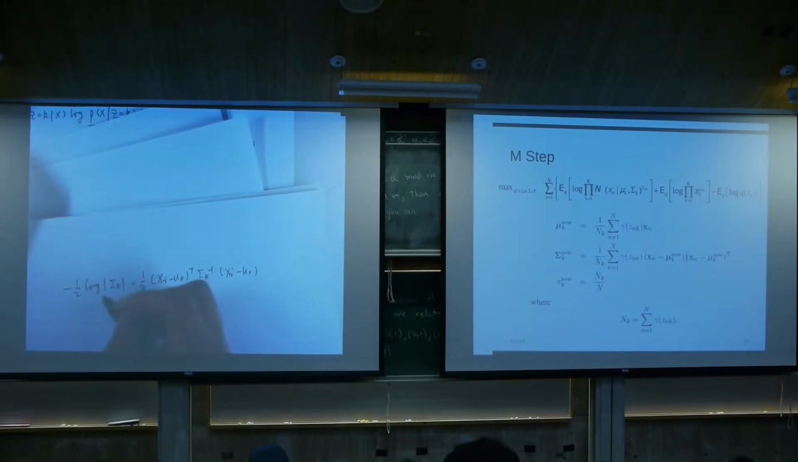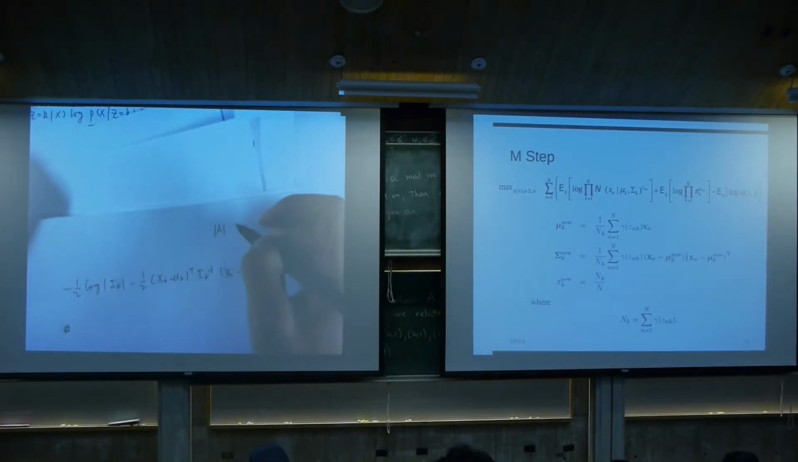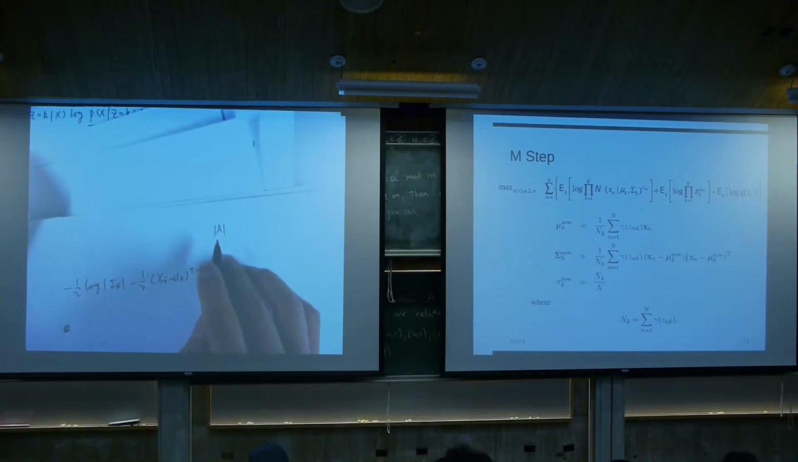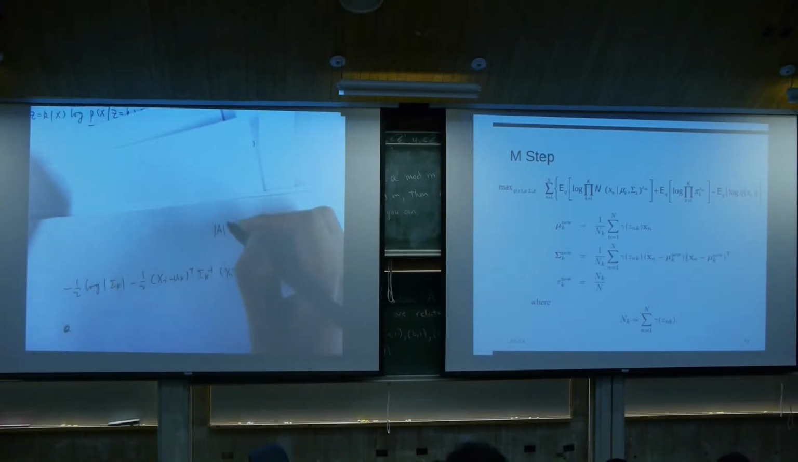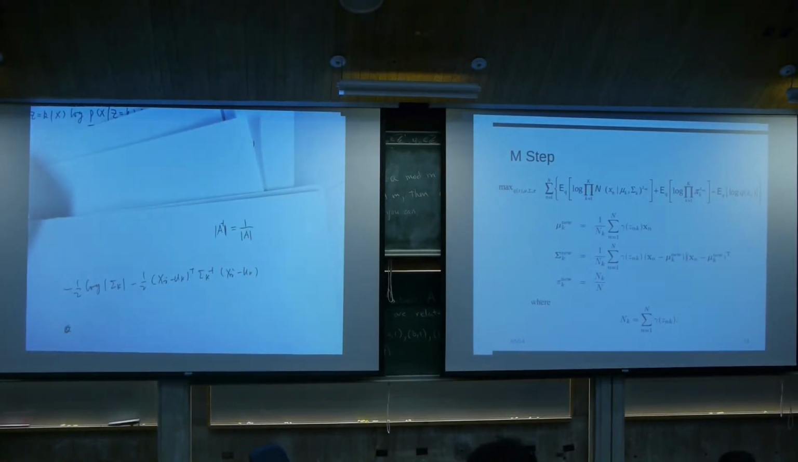What we can do is we know that the determinant of A equals to, the determinant of A inverse equals to 1 over the determinant of A, right? So using this property, we can put the minus sign into here. So this term is equivalent to 1 over 2 log determinant of sigma k inverse.